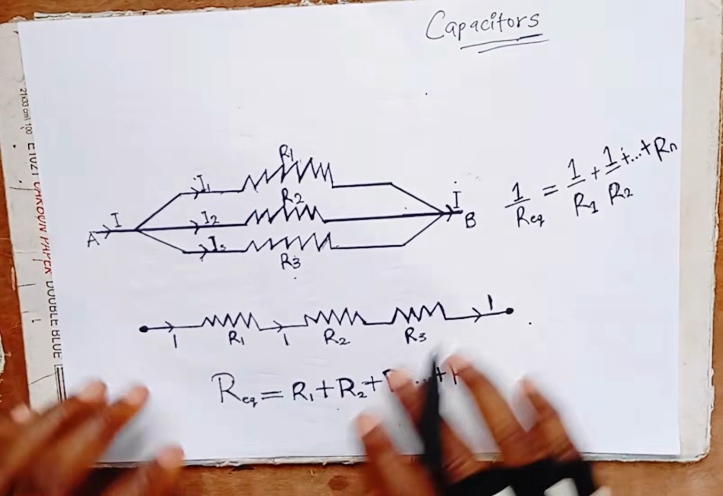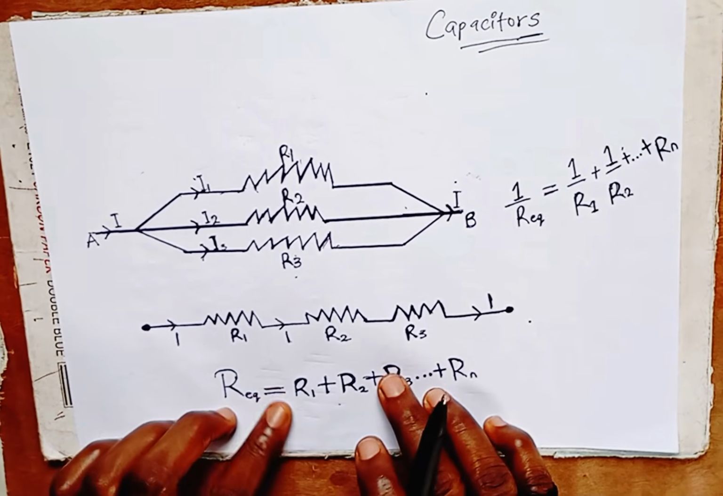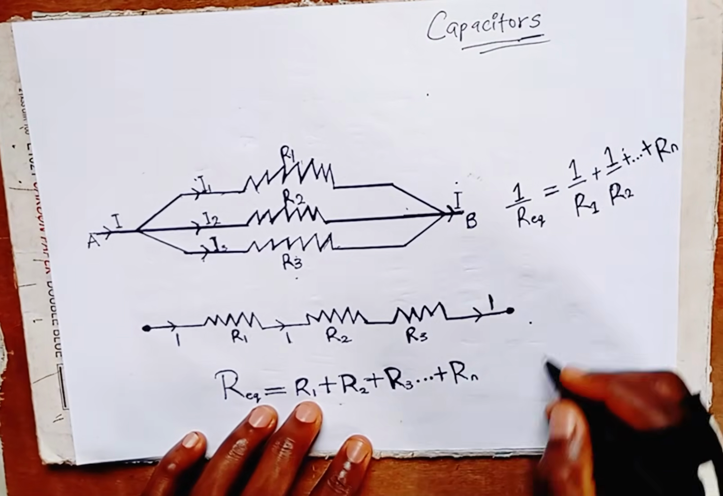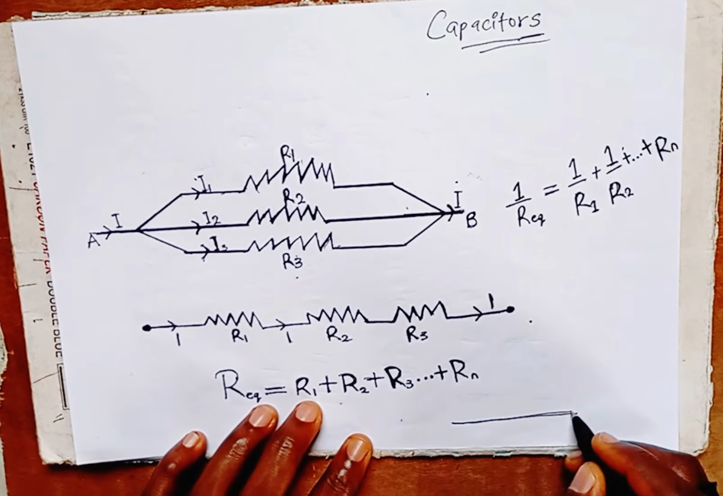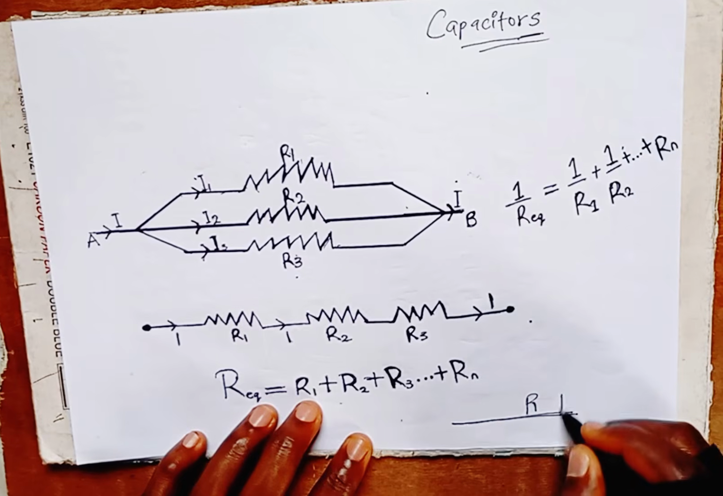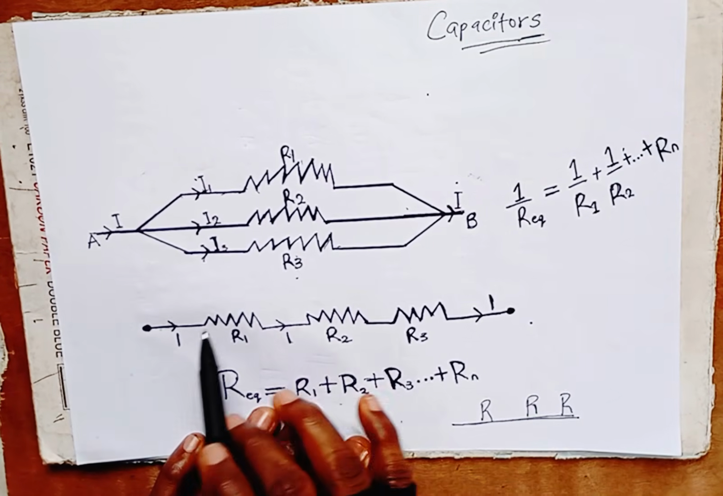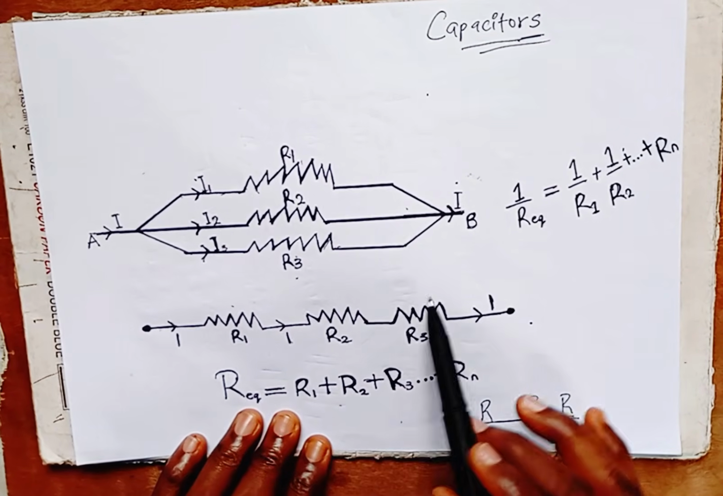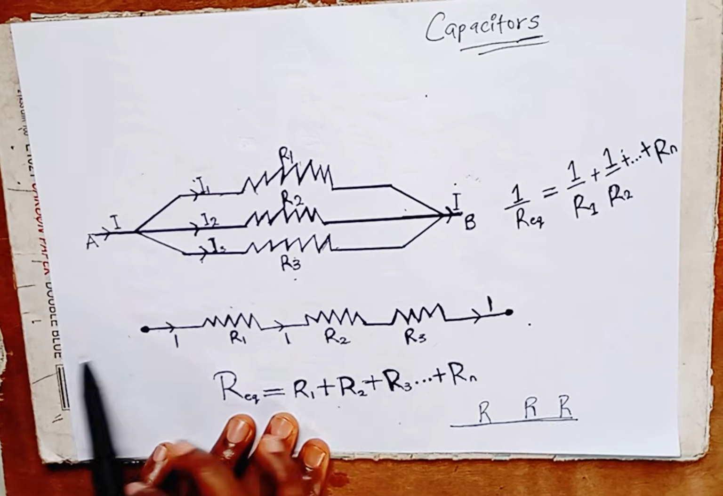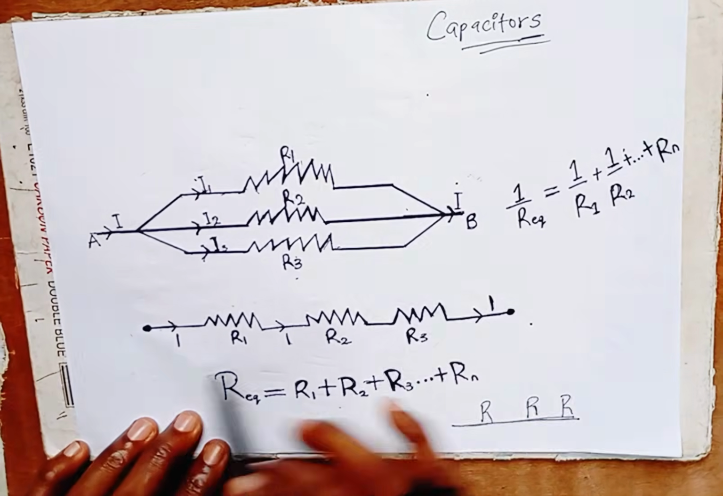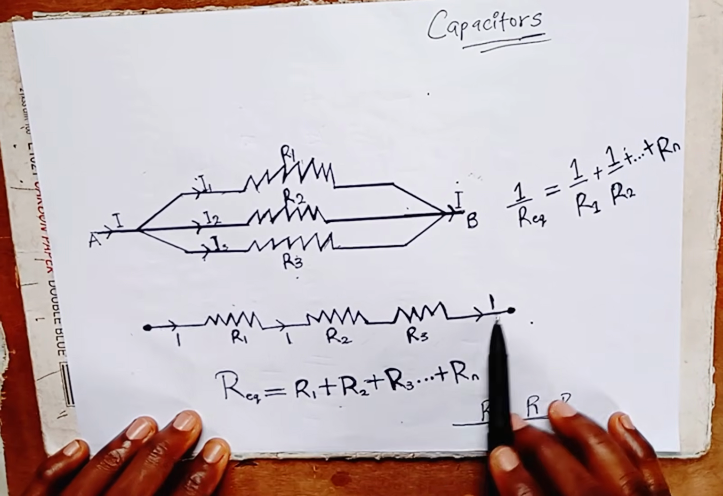Let's look at resistance in series, because resistance in series is straight. It means that it's connected straight. All the resistors are connected straight. Look at it like this: resistor 1, resistor 2, resistor 3, connected straight. No branching, it's just a straight connection.